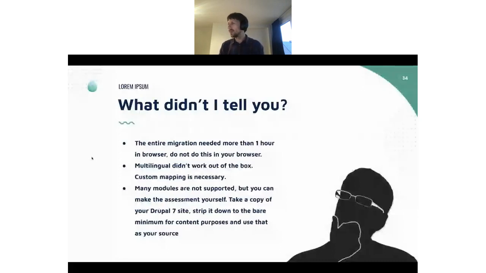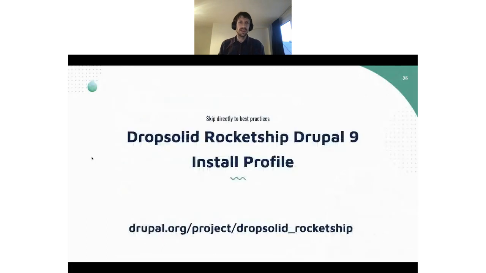Okay. I'll answer the questions in a bit, Vladimir, about the migrate modules. You can skip directly to best practices. There's a Dropsolid Rocketship Drupal 9 installation profile available on Drupal.org as Dropsolid_Rocketship. The Drupal 9 version will ship soon, and obviously has support for many of those migration paths. Everything that we do is out in the open, so issues can be filed in the issue queue, or questions can be sent to our company, but then we obviously engage in a professional relationship.